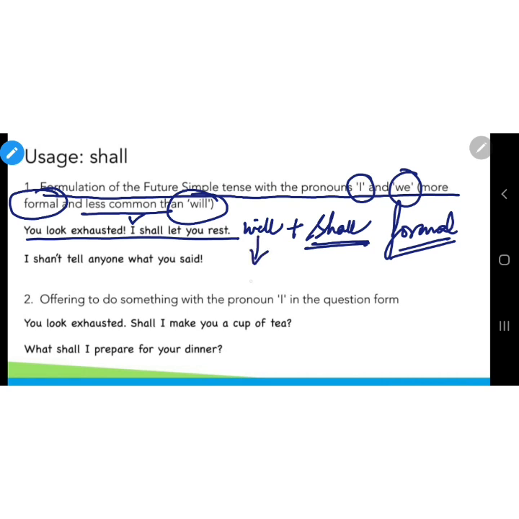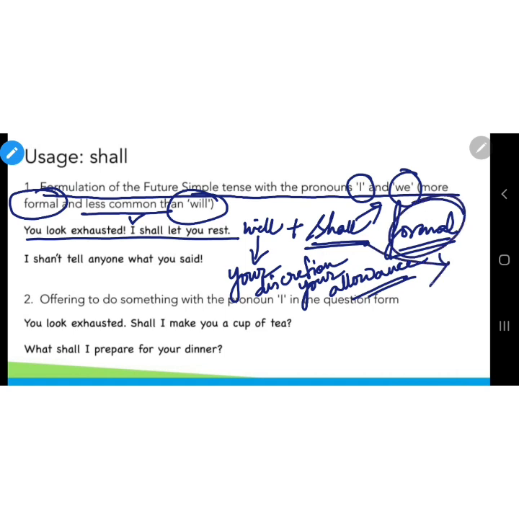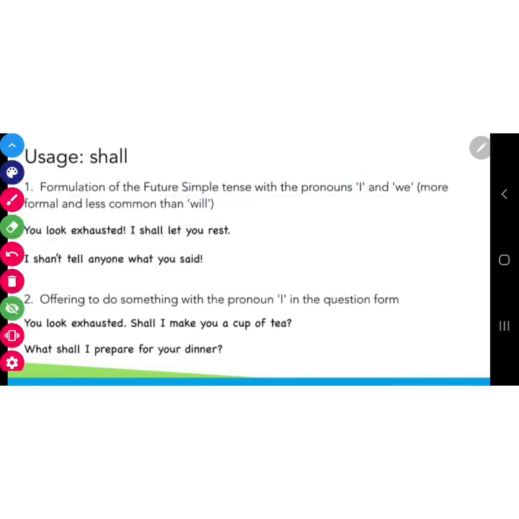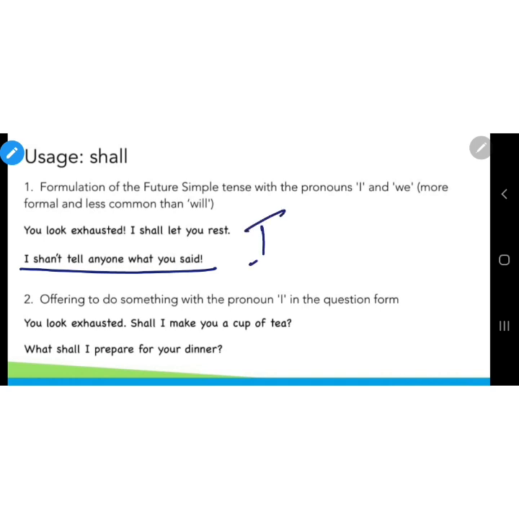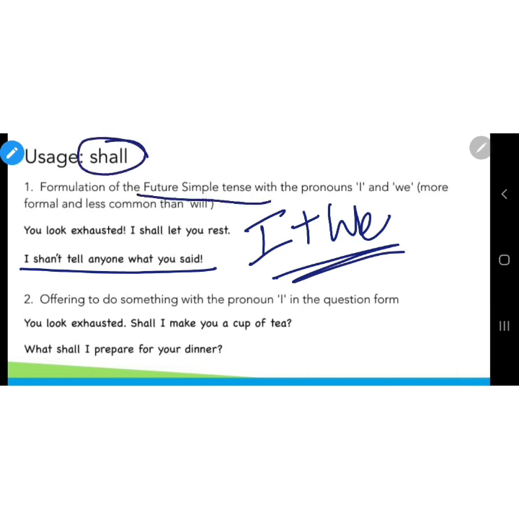Will is something like as if it is your discretion. It is something like your allowance. But shall is something more formal, and as if it is required. So that's the reason it is more formal. So I shan't tell anyone what you said. So with I and we, for future simple tense, we use shall.